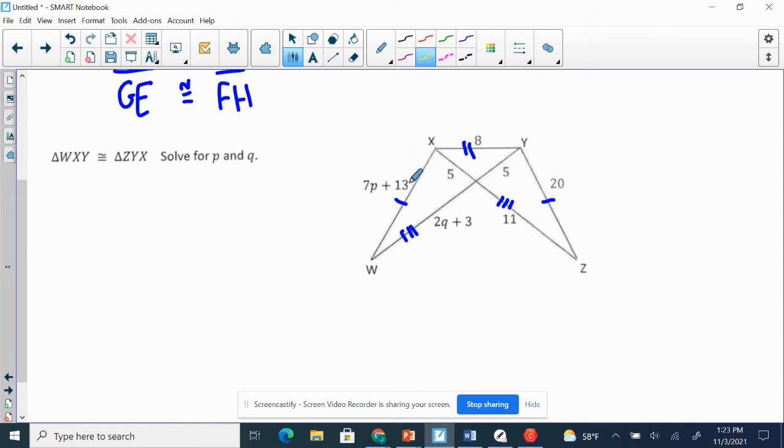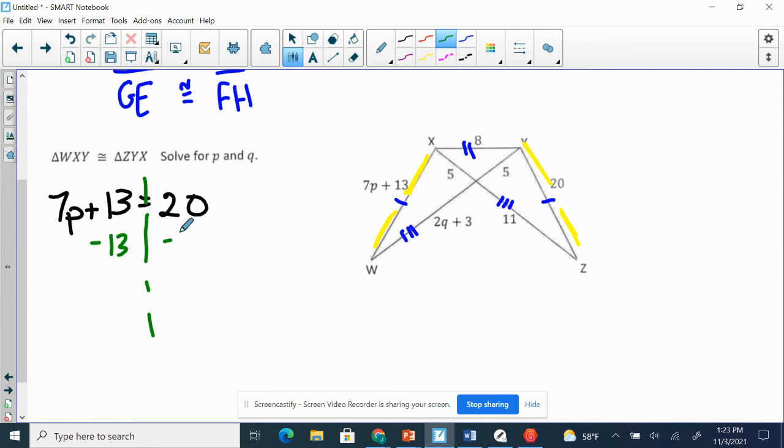So if you're trying to remember which rules you use, now to solve for the variables. Again, this one dash means this side matches up with this side. So if I'm solving for P, I could do 7P plus 13 is equal to 20. Then solve for P. I'm going to subtract 13 from both sides because it's attached by addition. So 7P equals 7. Then this is multiplication, so we're going to divide by 7 because that's the inverse. And P equals 1. So we have our first answer.